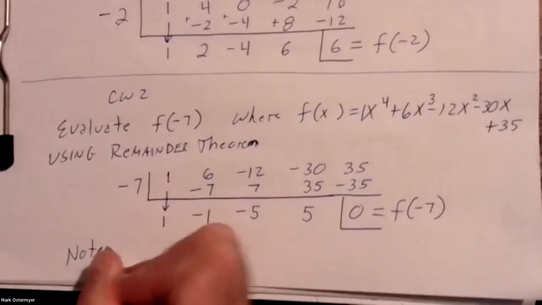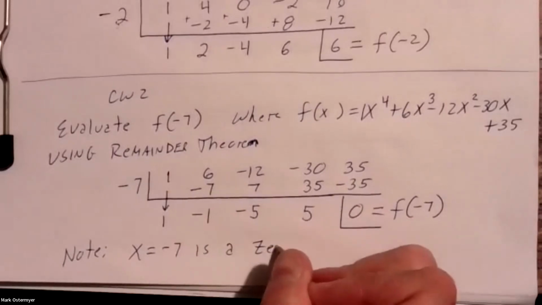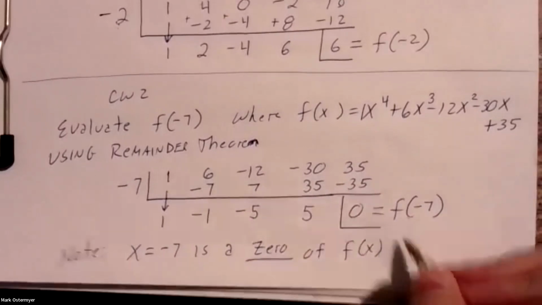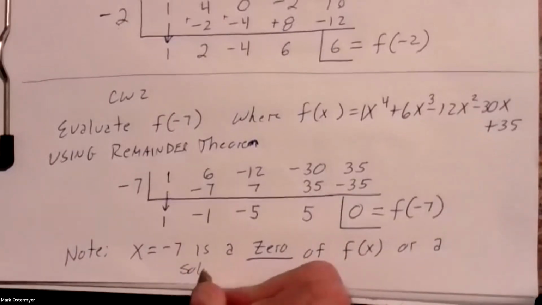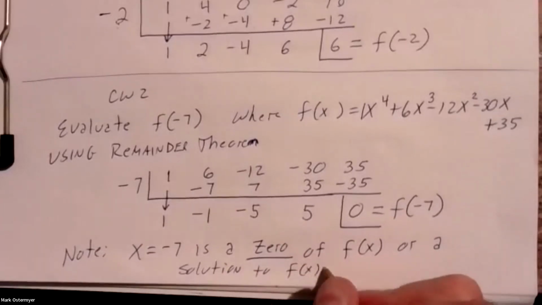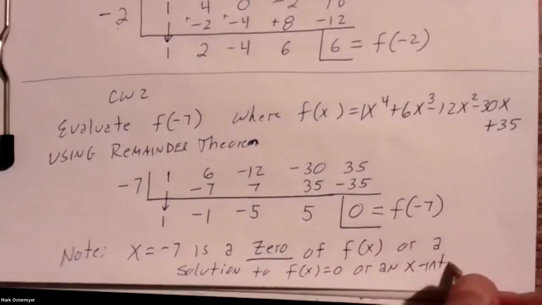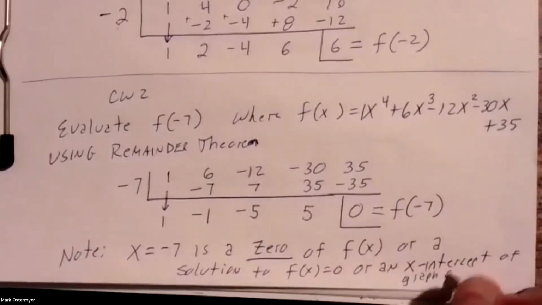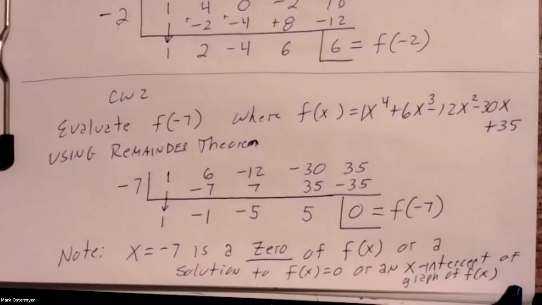Here's the significance. X equals -7 is, we say, a 0 of f of x. It's a 0, or a solution to the equation f of x equals 0, or an x-intercept of the graph of f of x. That's the significance of what -7 is.